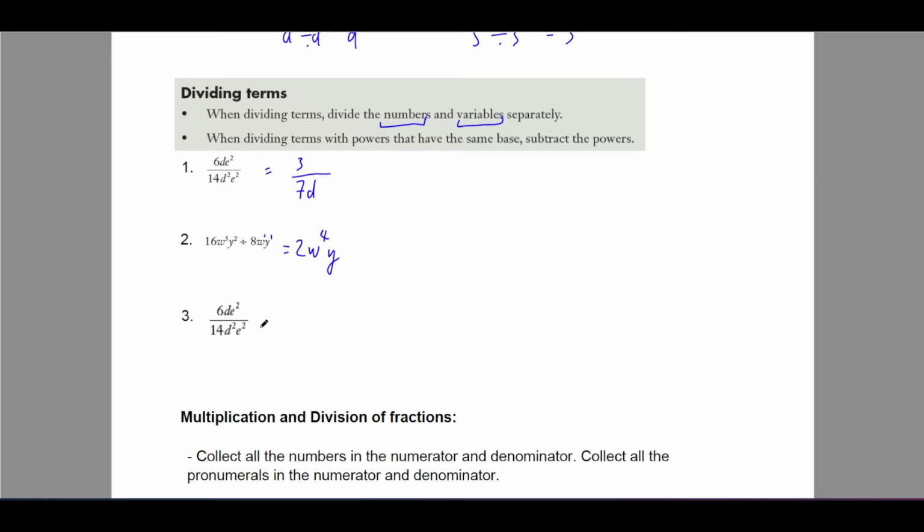Alright, so let's take a look at the third one. Now, the third one is just the same as the first one, so I'm not going to go over that. There's another example here.